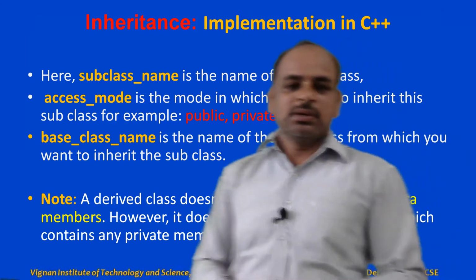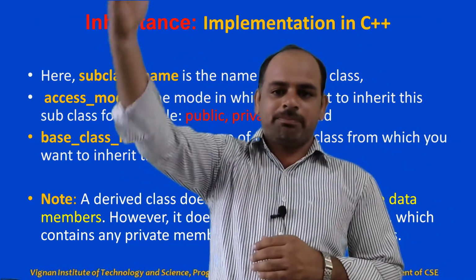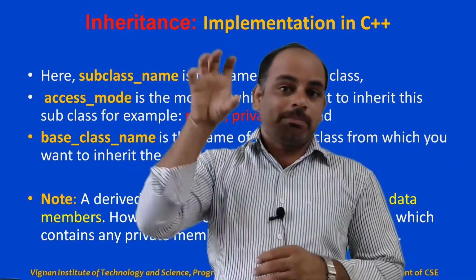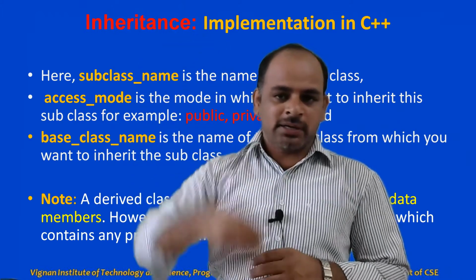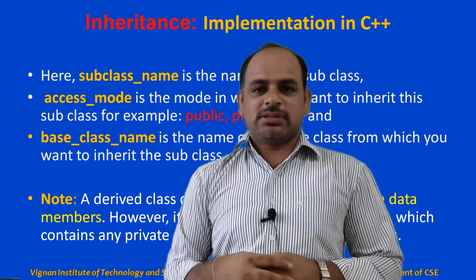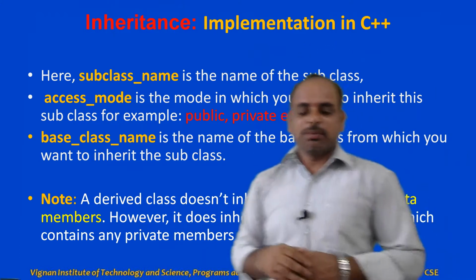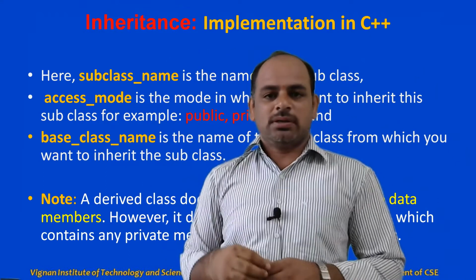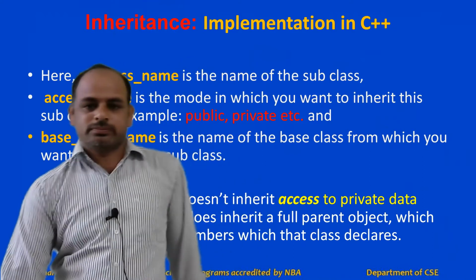So that means, in place of access mode, if you derive the parent class in private mode, the private members of the base class are not inherited into the derived class. That is the concept to note here. But the object of the parent class can be inherited into the derived class.